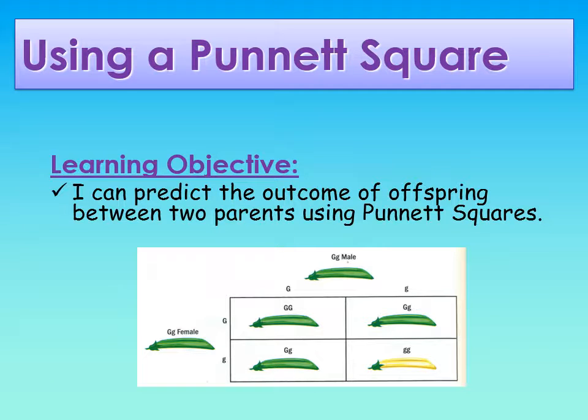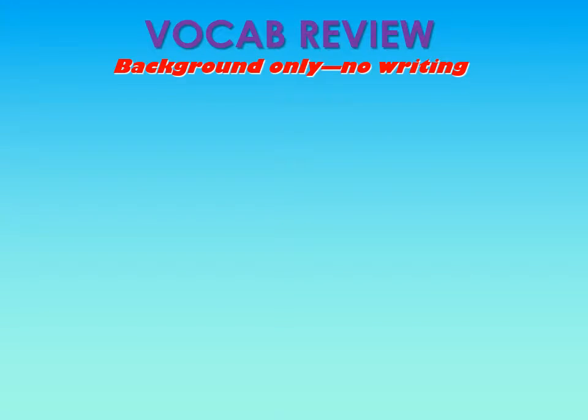Your lesson today is on using a Punnett square. The learning objective is that you can predict the outcome of offspring between two parents using a Punnett square. First, some vocabulary review from last week.